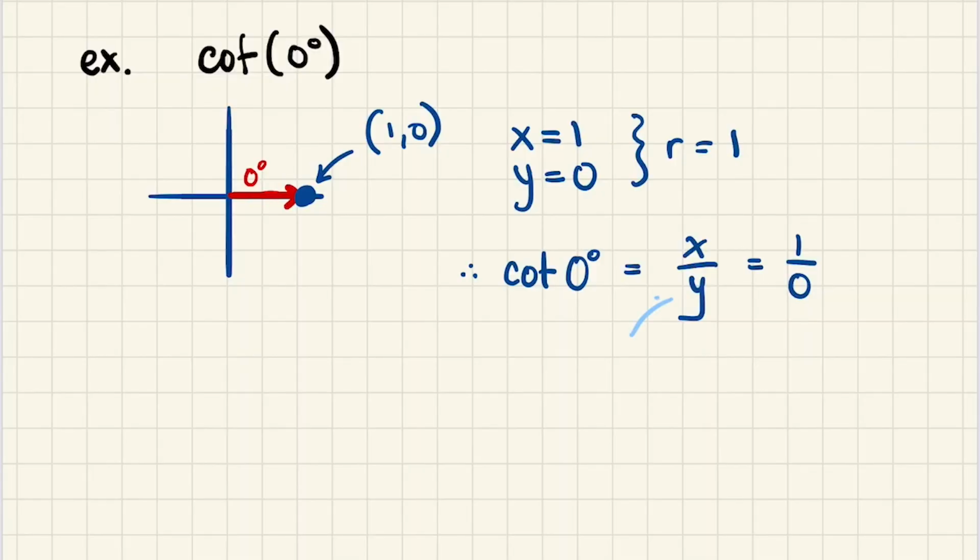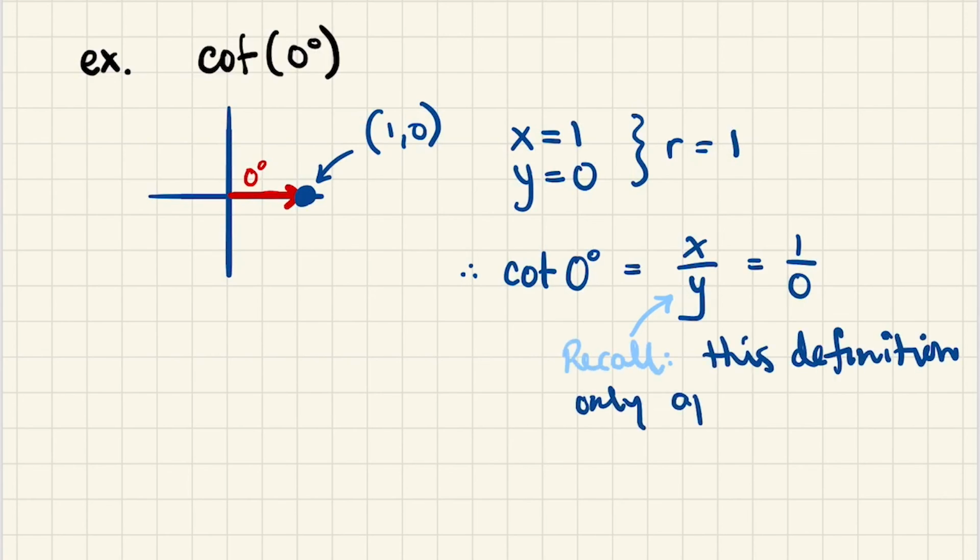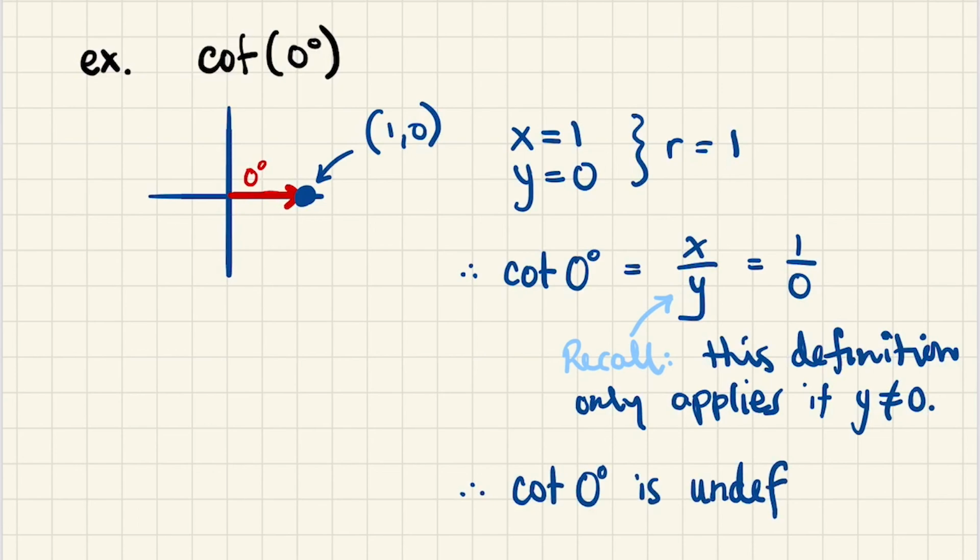That's a problem. Remember, this definition only applies if y is non-zero. All right, but here we do have y equals 0. So now what? It's not a huge problem. We just simply say that the cotangent of 0 is undefined. And there it is.